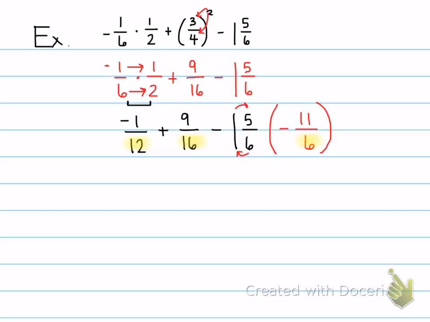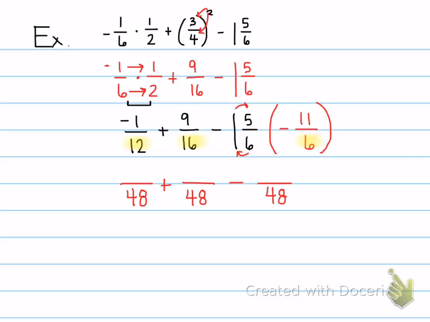6 and 12 don't go into 16. 2 16s is 32. They don't. 3 16s is 48. All of those numbers go into 48. So I'm going to change my denominators to 48.